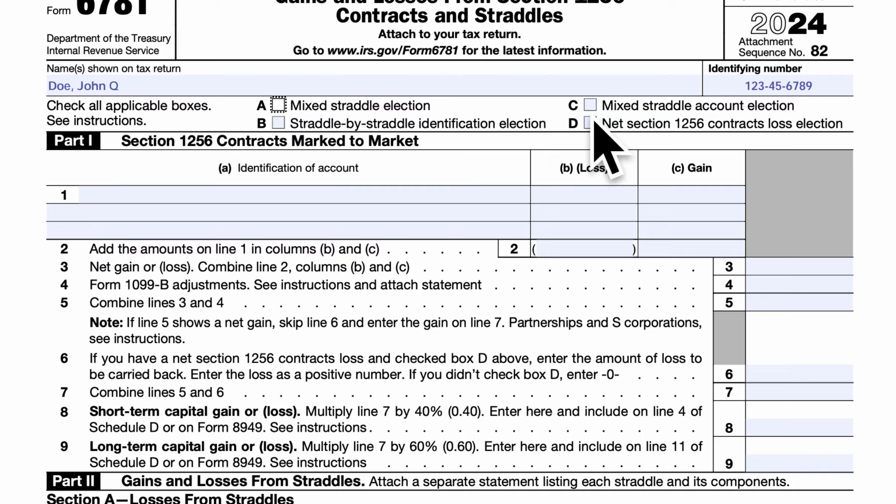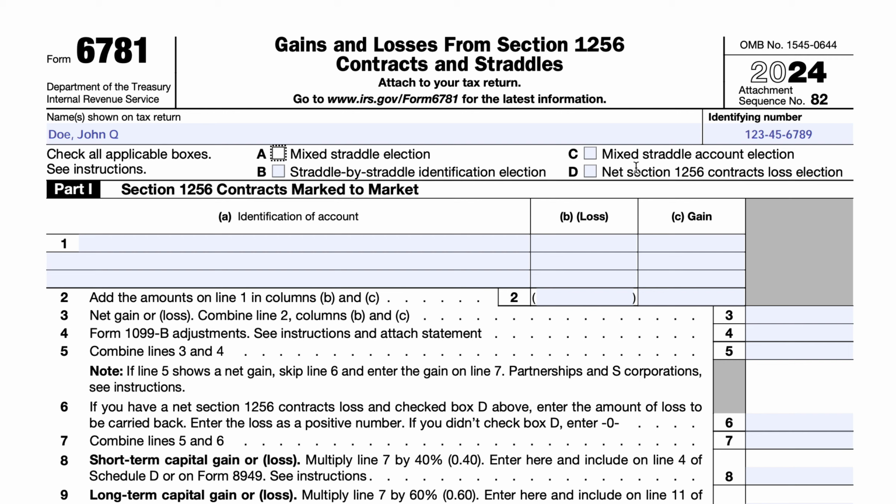Box C is if you have a mixed straddle account election, and you would make this election to establish one or more mixed straddle accounts for the following tax year by the due date of this tax year. So this is the most recent version of this form, 2024. We're recording in 2025, but the 2025 forms have not come out yet. So in this case, if you were using this form, you would be doing this by the due date of your 2024 return for the 2025 tax year.